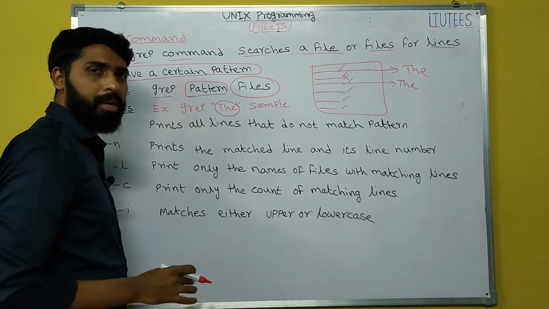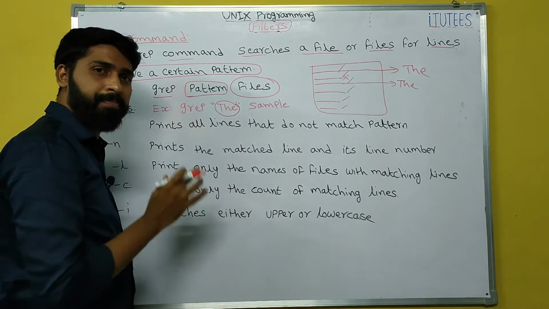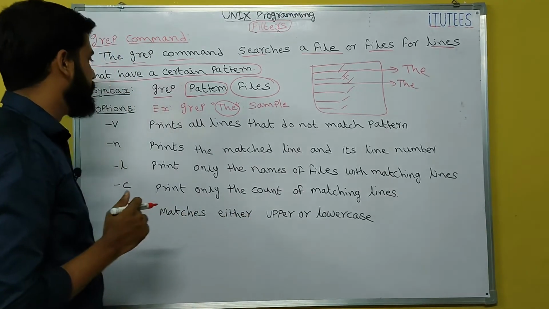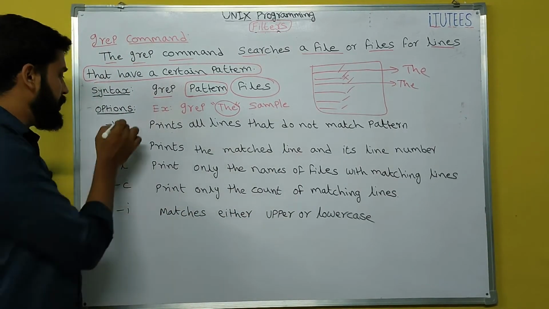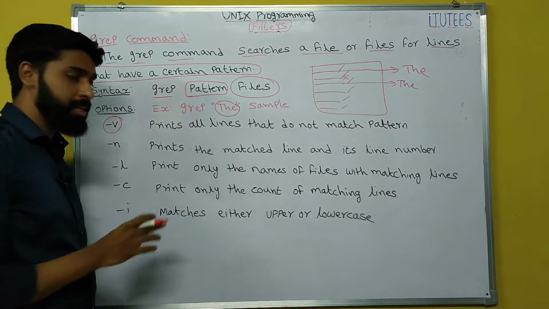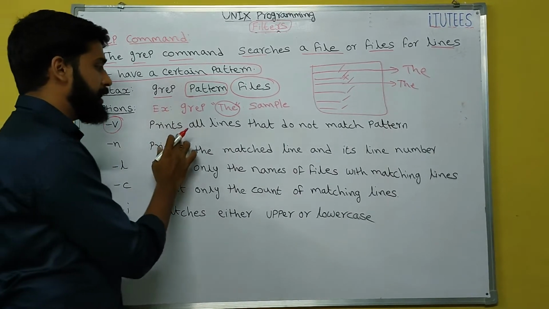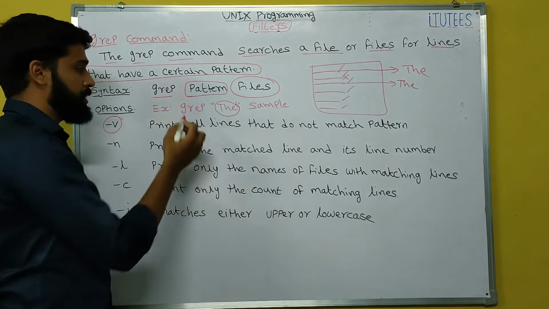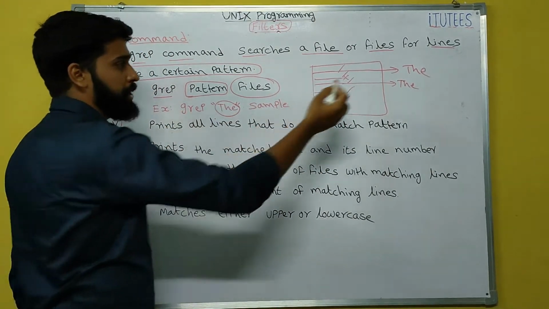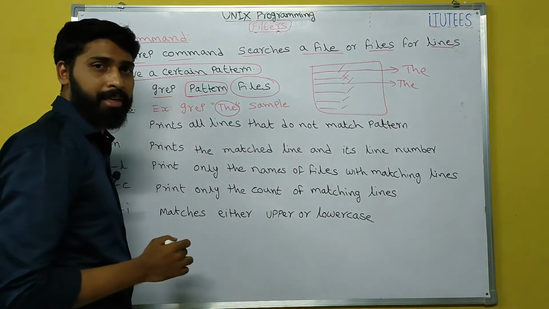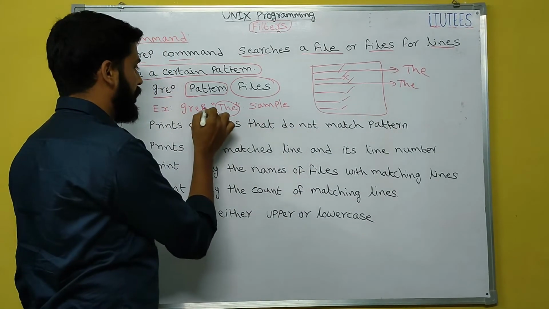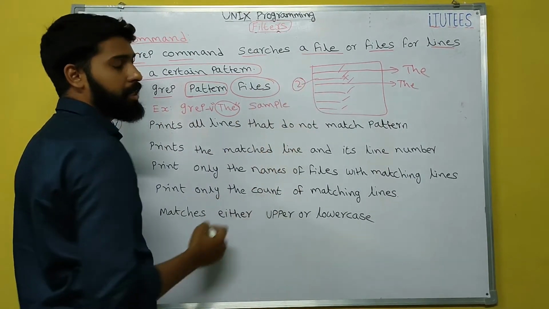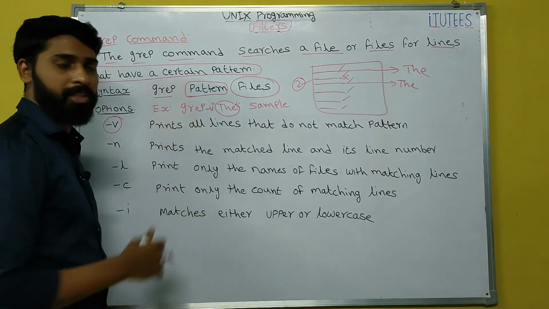So that is how the Grep command works. The Grep command prints the matching lines. Among its options, -v prints all the lines that don't match the pattern. That means reverse. So grep on the sample file now prints the lines containing the pattern. If I give -v here, then it is reversed. That means the second line will be printed, that is, the lines that do not match the pattern.